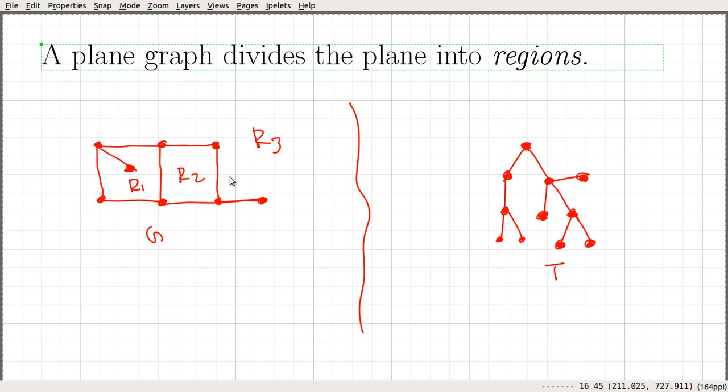If you look at this particular graph T, which is a tree, we can see that it has only one region, this exterior region. So every tree has only one region, and that region is going to be an unbounded one, the exterior region. So a plane graph divides the plane into regions. I think the notion of regions is clear.